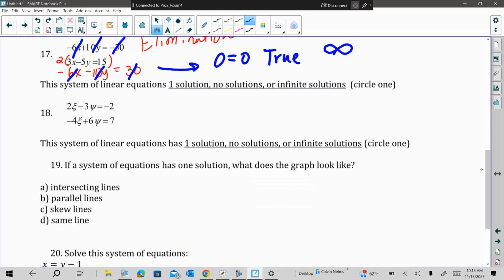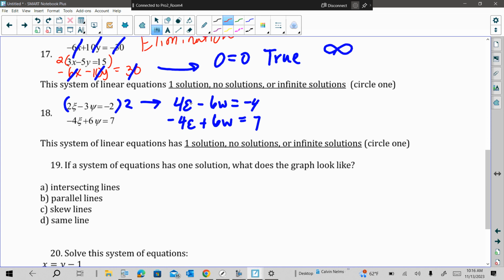I know the symbols are different here, but again, elimination would be the easiest method. If you multiply the top by 2, this now gives you 4u minus 6 equals negative 4, and negative 4 here, or plus, sorry, 6.